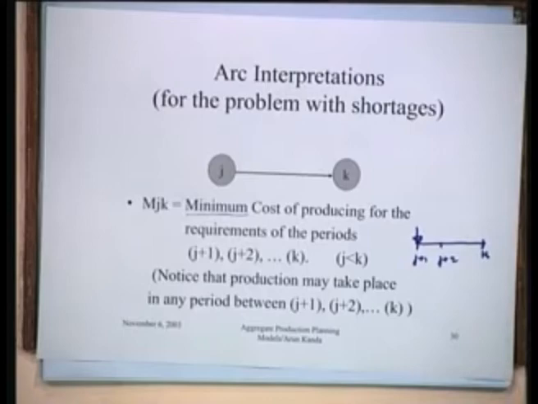This is actually known as Zangwill's extension to Wagner and Whitin's formula. What we did earlier was Wagner and Whitin's formula essentially. This is Zangwill's extension, which will lead to this kind of thing. So the no shortage case was relatively easier. The case with shortages will involve additional search, and you have this problem.